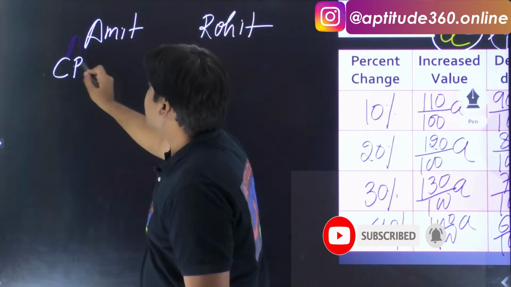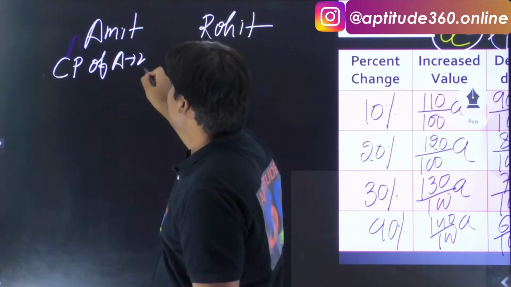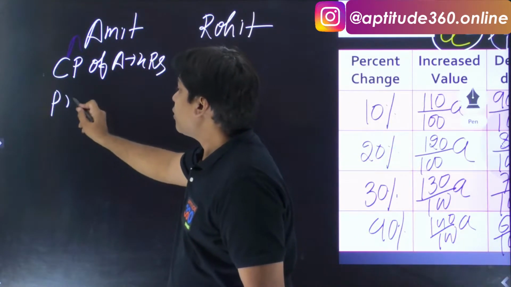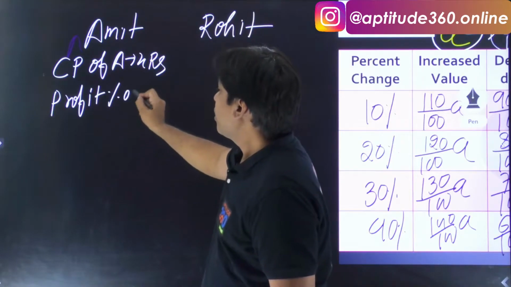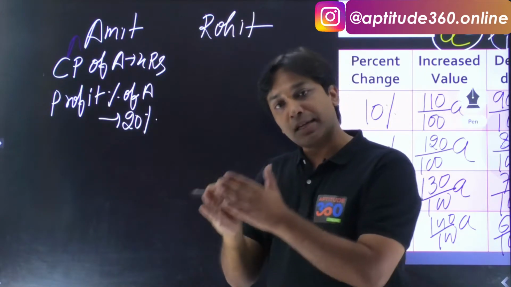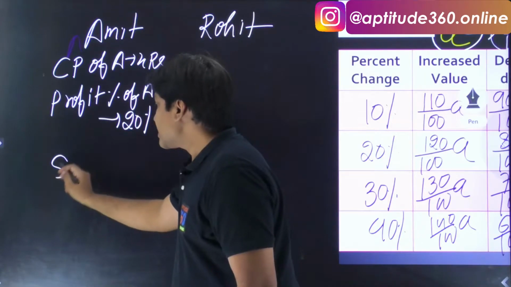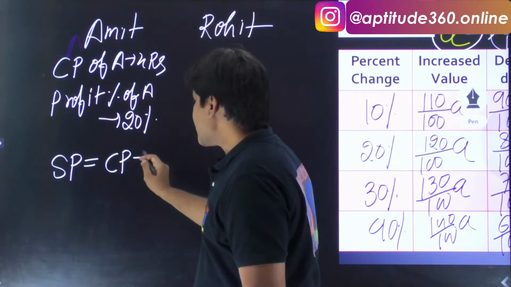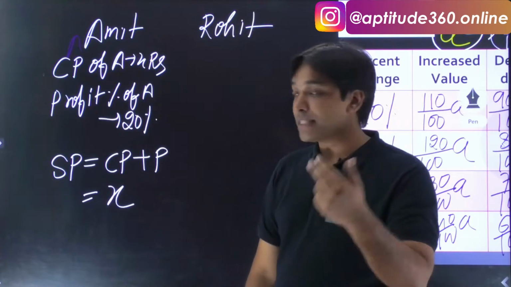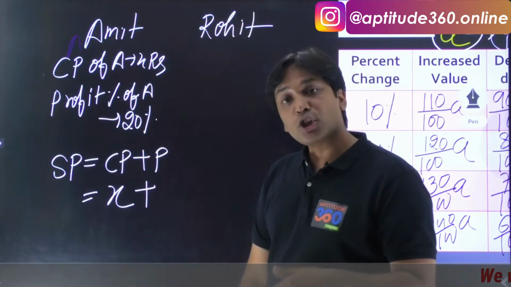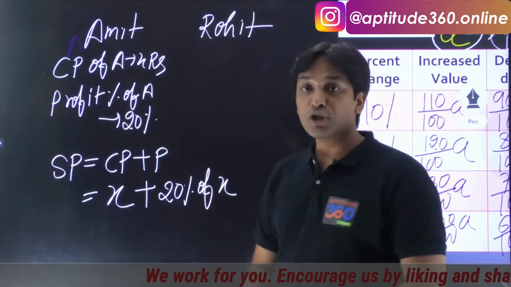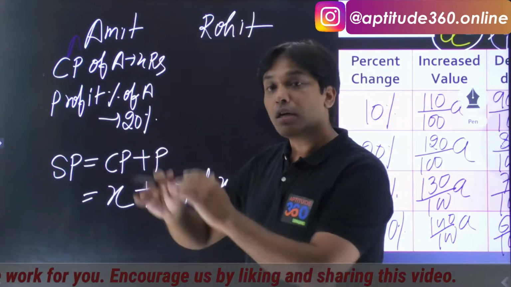And the cost price of A is given to you as X rupees, and the profit percentage of A is also given to you as 20%. So what is going to be the selling price of A? And what is it that we have learned? That selling price is equal to cost price plus profit. Selling price is asked, cost price is given to you as X, and what is going to be the profit? Profit is going to be 20%.